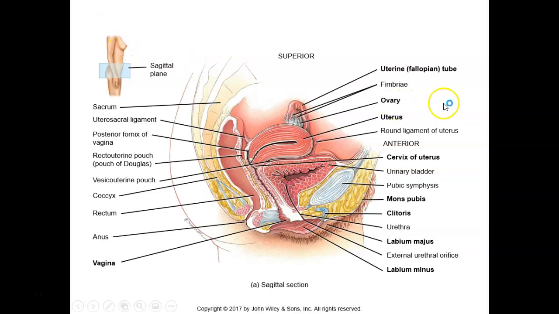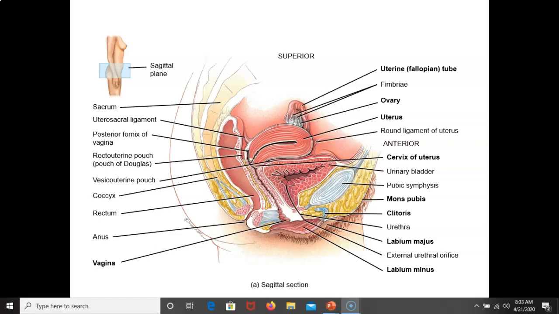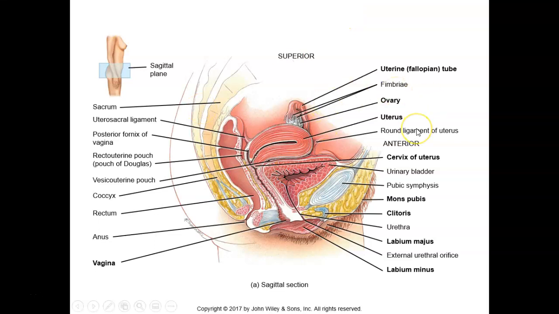Here we're going to be continuing on with the female reproductive system. In the previous video, we got through the male reproductive system, the different structures from the testes to the vas deferens to the seminiferous tubules, which produce the sperm, the Leydig cells, all those different structures.